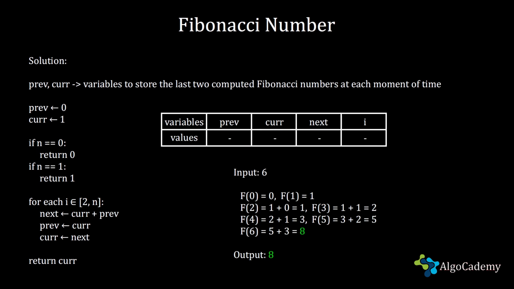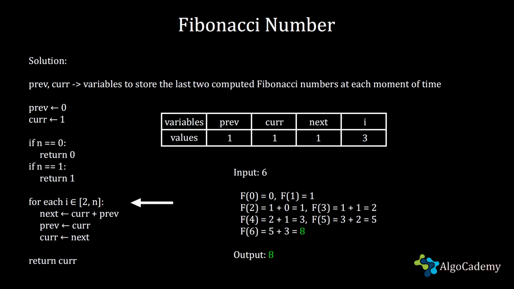Now let's see how this works on an example. Let's say n equals 6, so we want to compute f6. Previous is initially 0, current is initially 1. Is n equal to 0? No. Is n equal to 1? No. So we start the for loop. i is initially 2. Next will be current plus prev, which is 1. Prev will now become 1, and current will now become 1. Then we move to the next step.